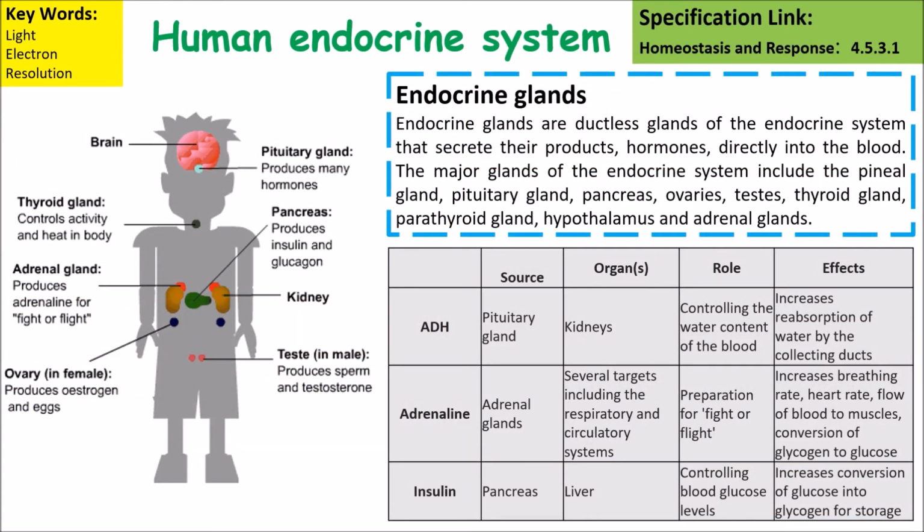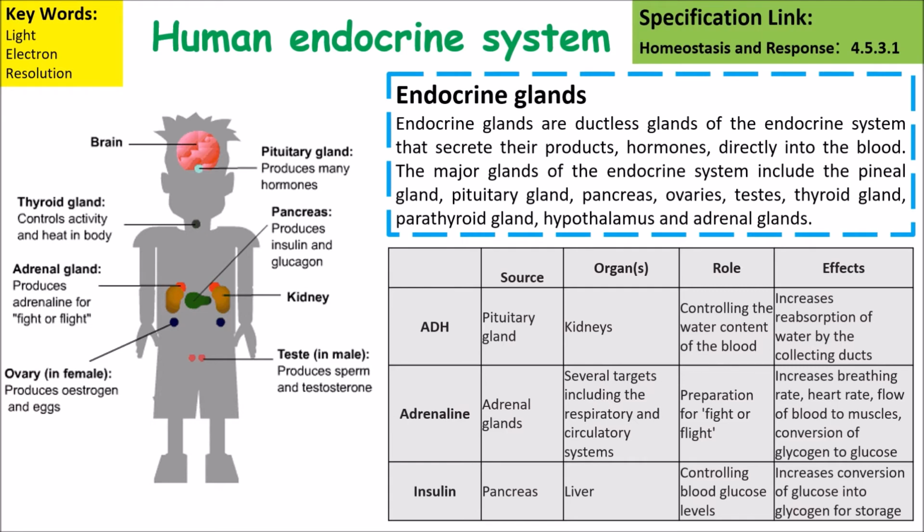Endocrine glands are ductless glands that secrete their products directly into the blood. There are a number of different glands around the body that you need to know. The pituitary gland is the important one and is called the master gland, and it produces all number of hormones that will affect lots of things in the body.